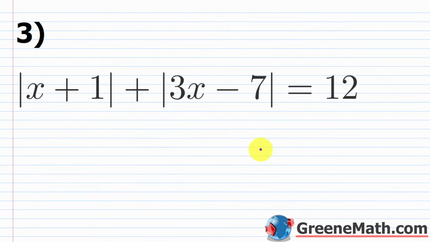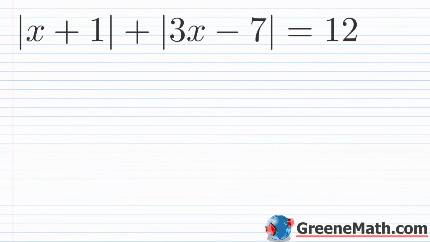All right, let's take a look at problem number 3 now. So we have the absolute value of x plus 1, then plus the absolute value of 3x minus 7, and this equals 12. Now, this type of problem is extremely tedious to solve, and I got a lot of questions and comments and emails about it when I did it in the lesson, so I want to take my time on this first one, and then we can go quicker on the next ones.